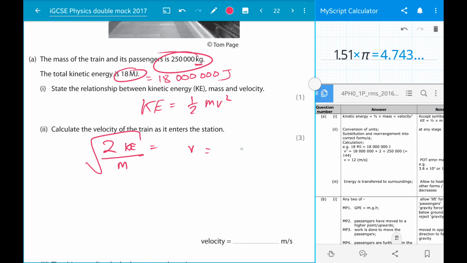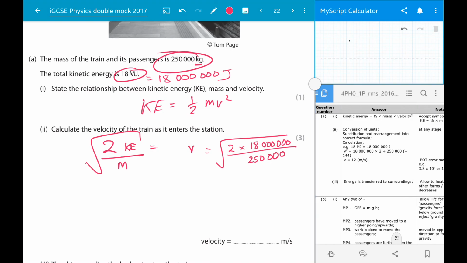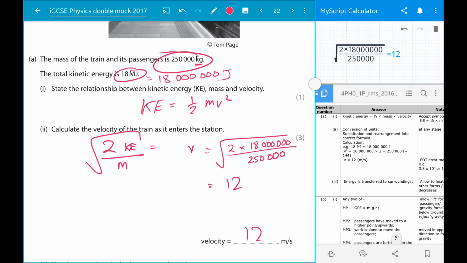So to plug in these values, the root of 2 multiplied by, oh, it's our big value, 18 million, divided by 250,000. Let's see if we can do this up here. 2 times 18 million. Good. Divide it by 250,000. Good. And root the whole lot. And the answer is 12 meters per second.